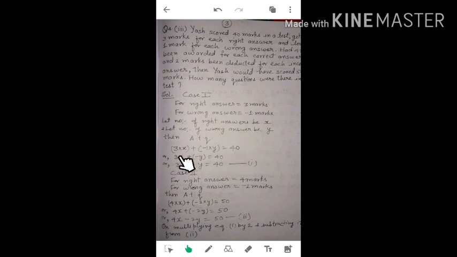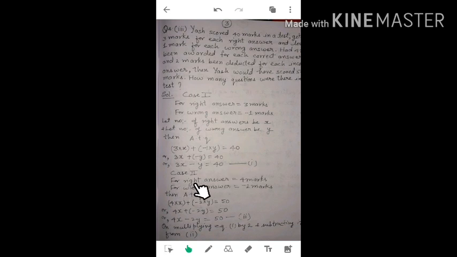Now see, we'll further solve it. 3 into x is 3x, plus when -y, 1 multiplied by y, it is -y, equal to 40. Or 3x, when we open the bracket, before the bracket there is a plus sign, so the sign inside the bracket will not change, -y is equal to 40. See, this one is the first equation.